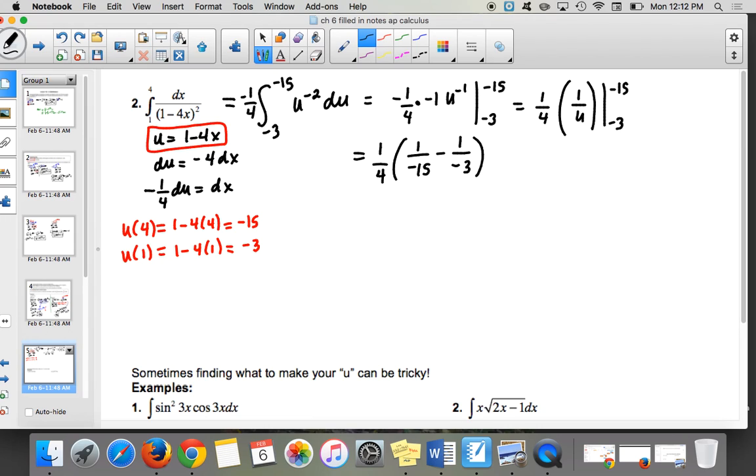Yep. So let's see. So I get negative 1 over 15, and I'm adding 1/3. So 5 over 5. So I get 4 over 15 in the end. You guys see it? So I have 1/4 times 4 over 15. So our answer should be 1 over 15.